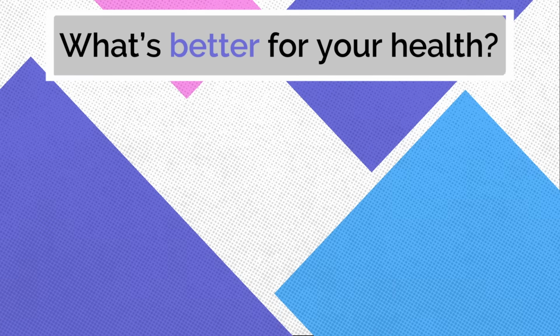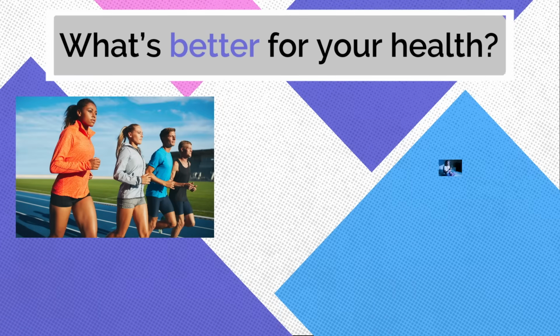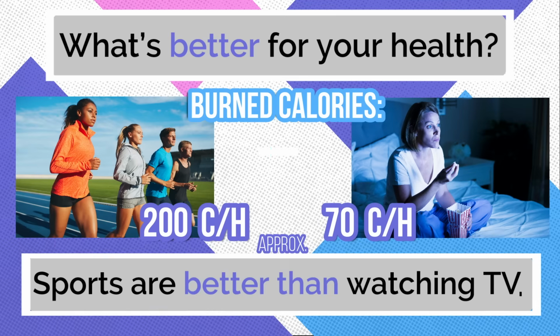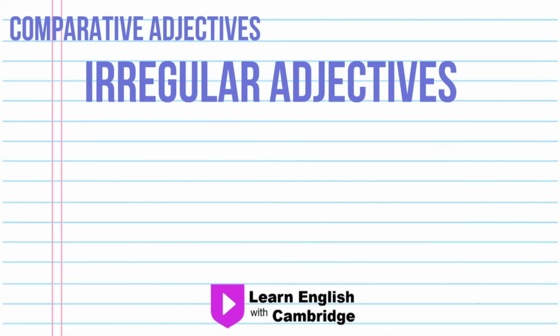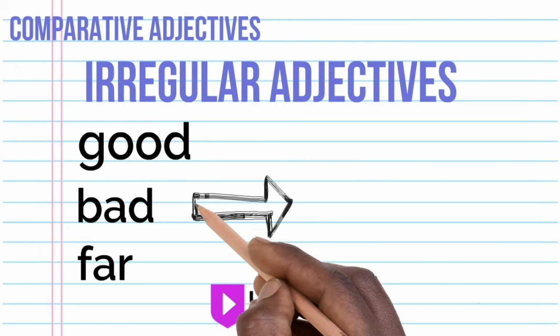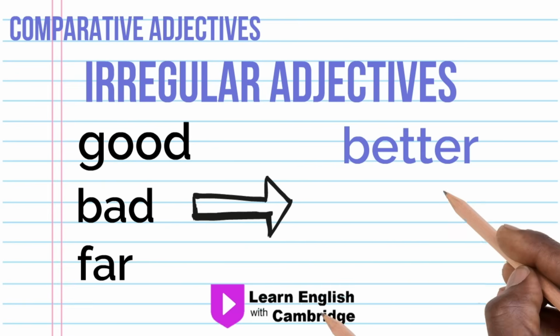Which one do you think is better, sports or watching TV? Sports are better than watching TV. Good, bad, and far are examples of irregular adjectives because they don't follow any specific rule.